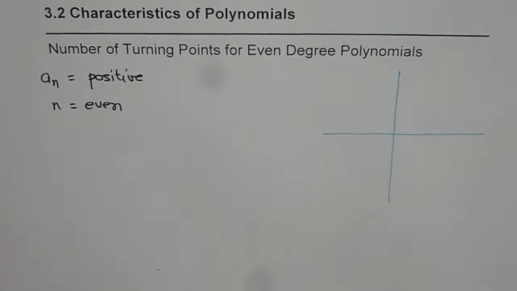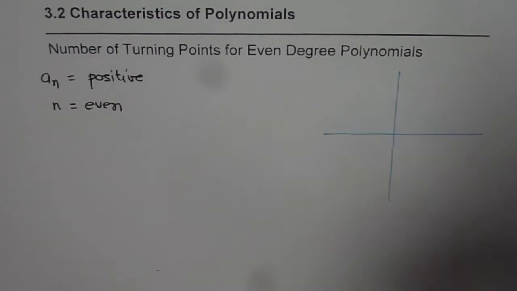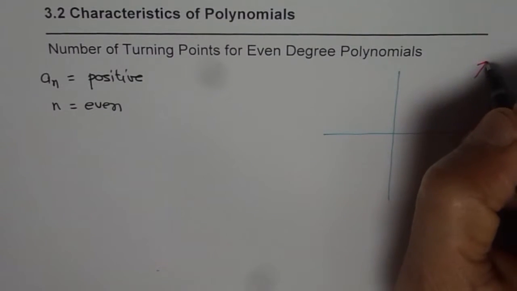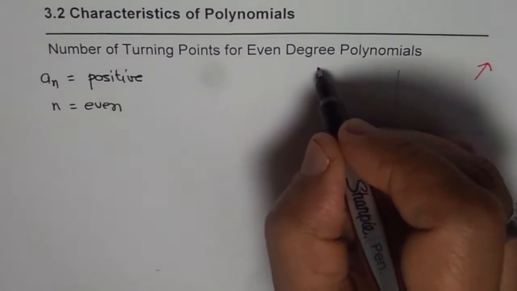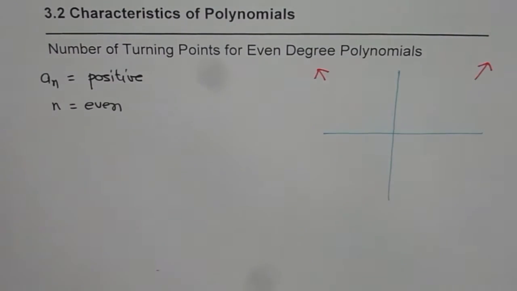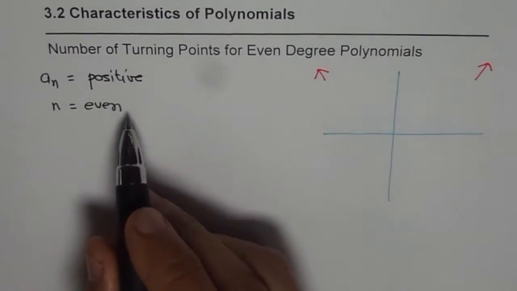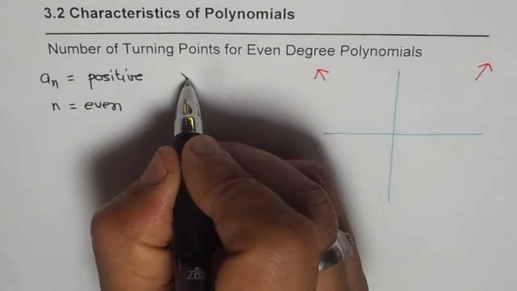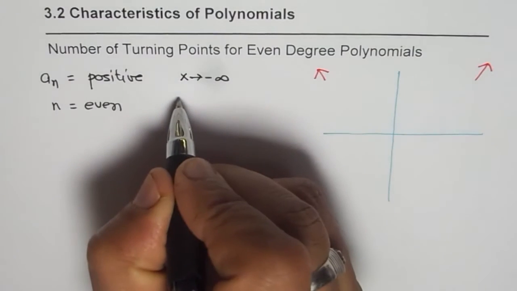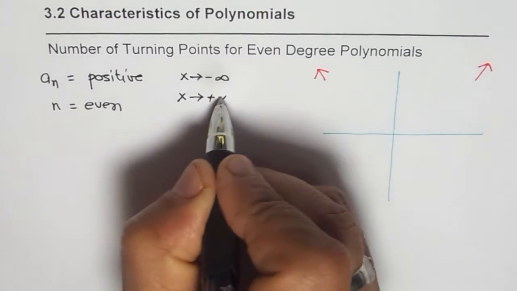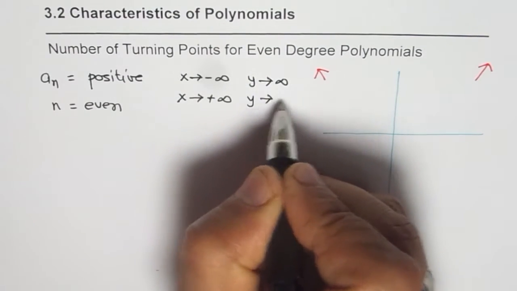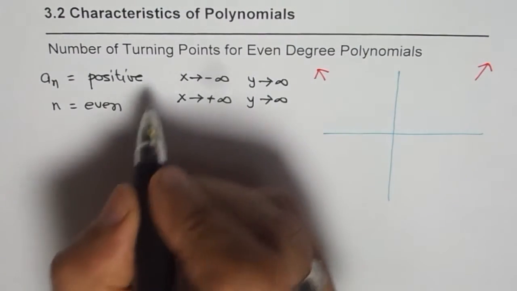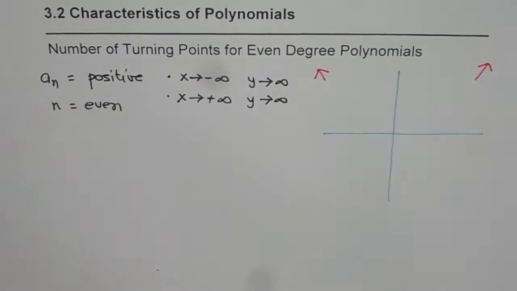So when the leading coefficient is positive and n is even, we know the end behavior, right? The end behavior is that the right side is up because an is positive. Even means both will face the same side, correct? So from here we can write the end behavior: when x approaches negative infinity or when x approaches positive infinity, in both these cases, y approaches positive infinity, correct? So that is the end behavior.